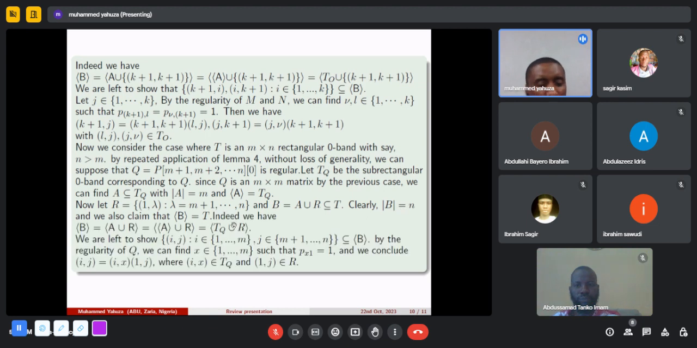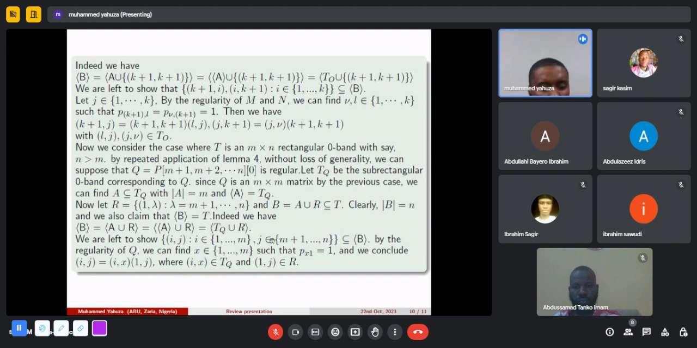Indeed, we have B being generated by A union R. Now this A generates TQ. So we can replace this A with TQ, and so we have TQ union R. And we are left to show that (i, j) such that i is coming from 1 to m and j coming from m plus 1 to n is a subset of B, that is, the generating set.